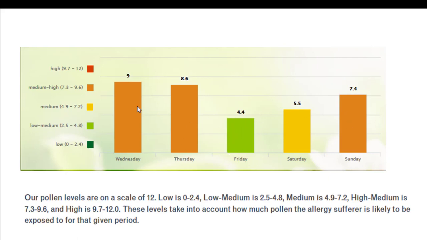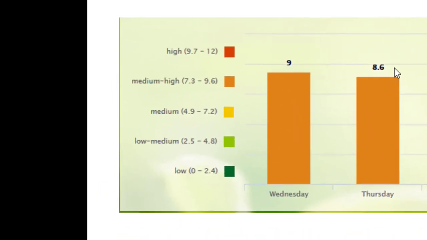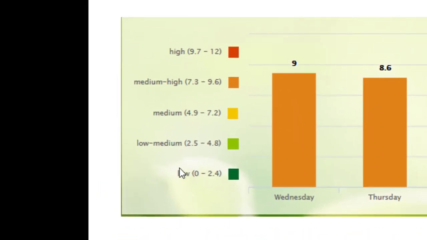Whenever I see numbers like this, I think about what the numbers mean. Like, what is 9? What is 8.6? What is 4.4? And they tell us if it's this number, then it falls into one of these ranges, 0 through 12. And what they've done is they've broken those ranges up into 5 equal groups. But I still don't know exactly what the number means.